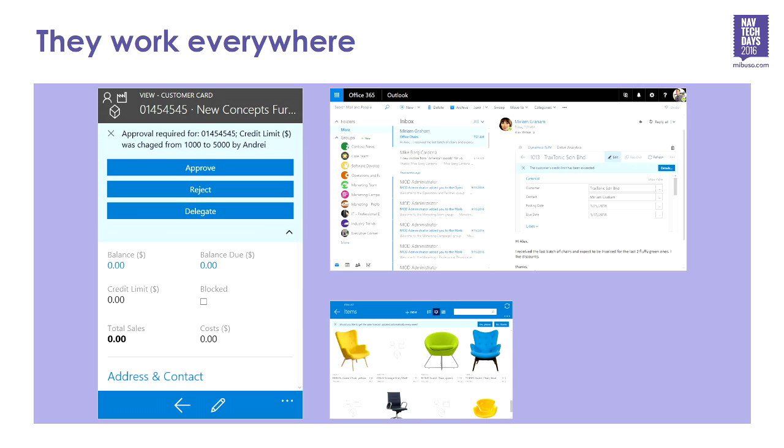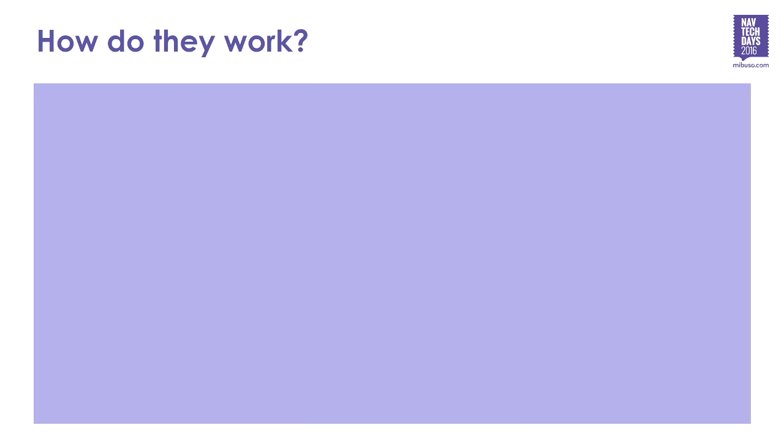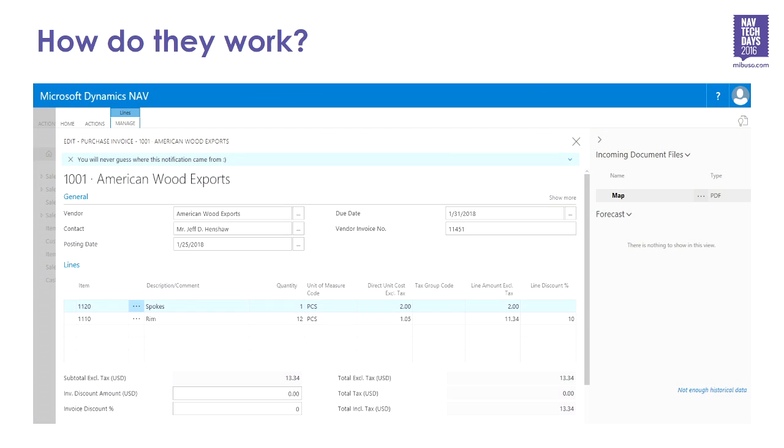Moving on. How do they work? Now, we spend a fair amount of time to make this API as easy to use as possible. So actually, you will not know where this notification comes from. It can be called from the header or section of a page or a table. It can be called from the lines, from fact boxes, from a code unit that calls a code unit that calls a code unit. Wherever you call it from, it will always be displayed in the right place. And if not, please file a bug.